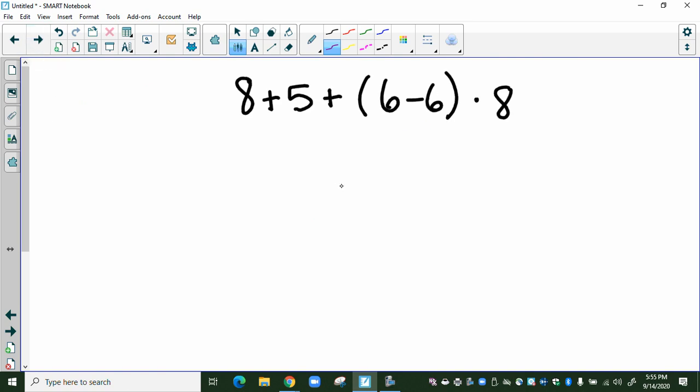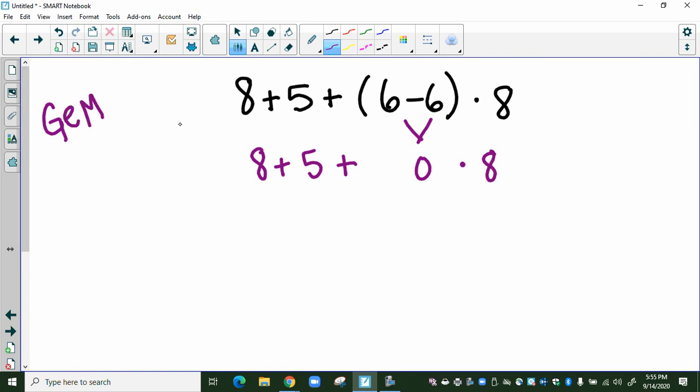Couple more examples. Here's our grouping symbol. 6 minus 6 is 0. Carefully bring down the rest of the problem. No exponent. We do have multiplication right here, the 0 times 8. No division, but we do have addition, actually 2 of them right here. No subtraction. So we have to do the multiplication first.